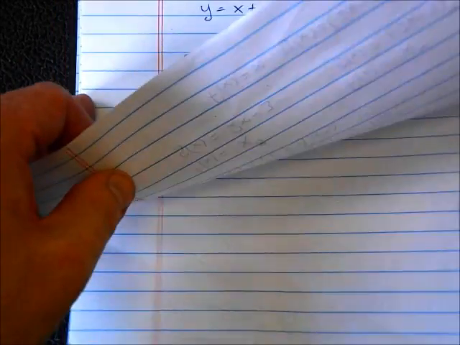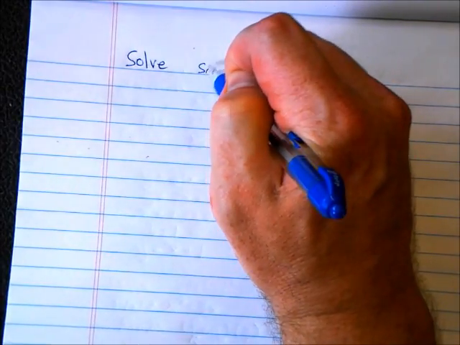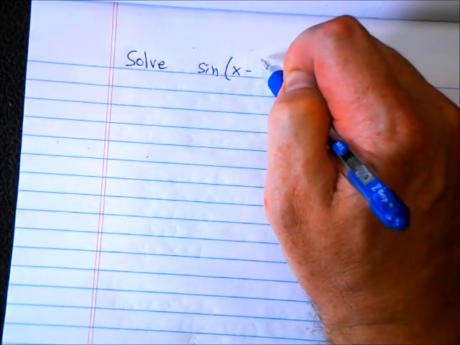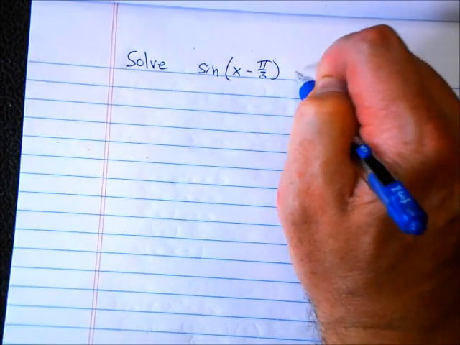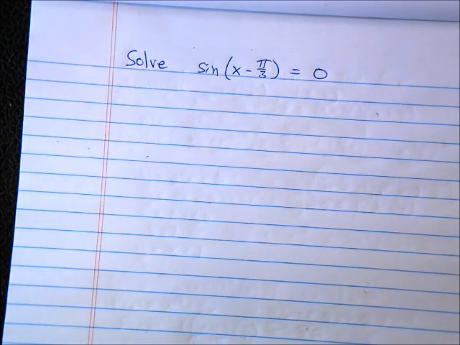All right, so we will deal with function composition. Oh, let's try a little trigonometry. Let's solve an equation. Solve sine of x minus pi over 3 equals 0. What do you notice right away about that equation? It's in radians. That's correct.